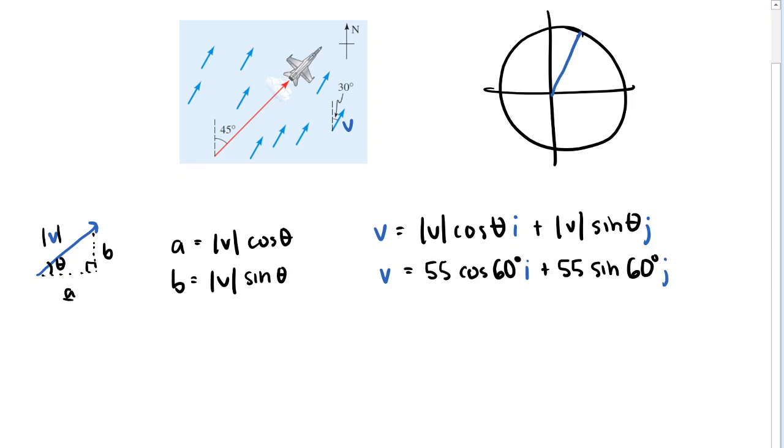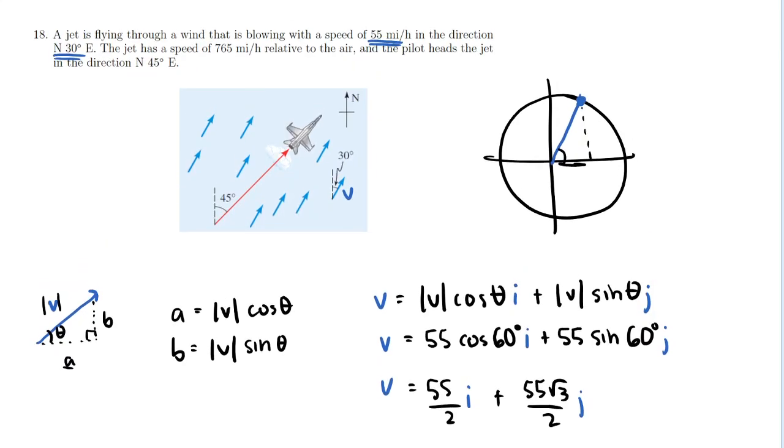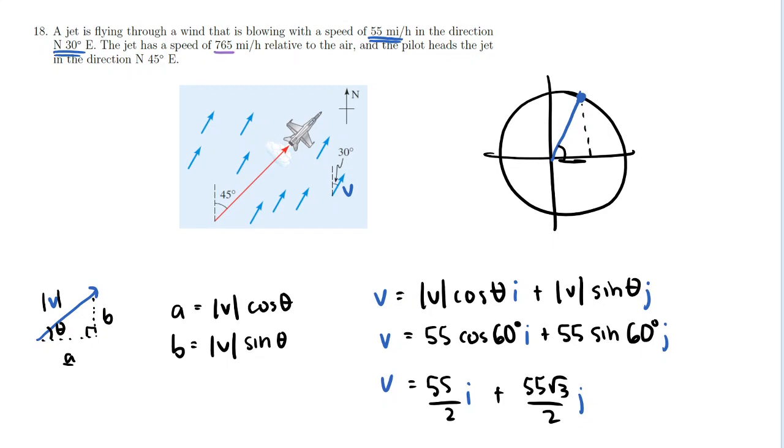Here's our 60 degree angle, and then here the short side length is 1/2. So this is equal to 55 over 2, right? 55 times 1/2 i, plus sine of 60 degrees, which will give us square root of 3 over 2, so this is 55 square root of 3 over 2 times j. So this is our wind vector.